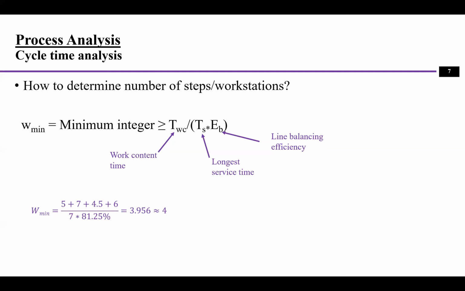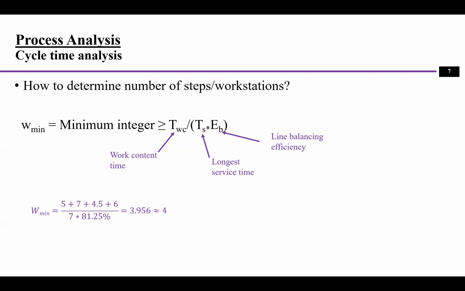Let's assume that all these steps added up together, we get a work counting time, right? We got a work counting time. Assume that work counting time is this amount of time, and then how do we know how many stations do we need?